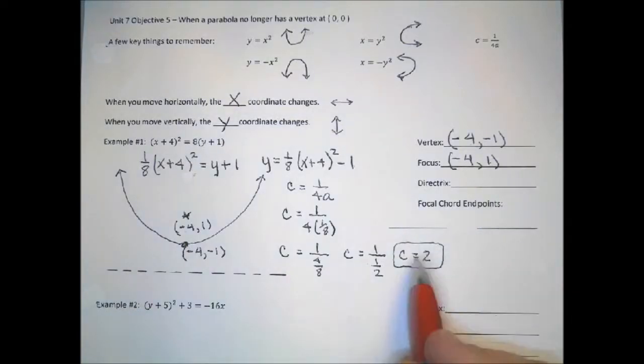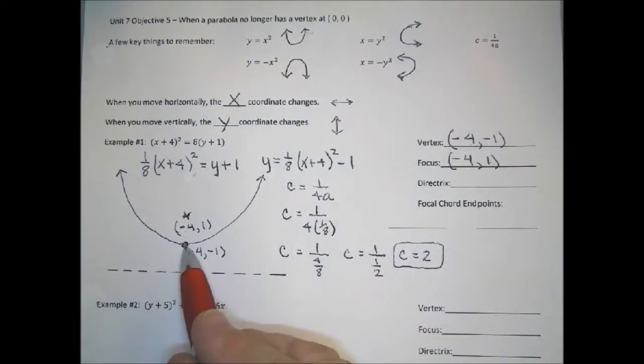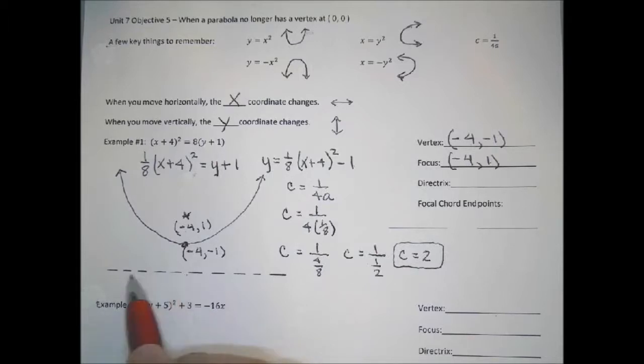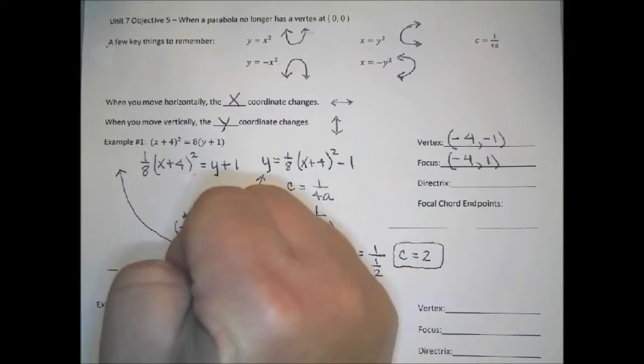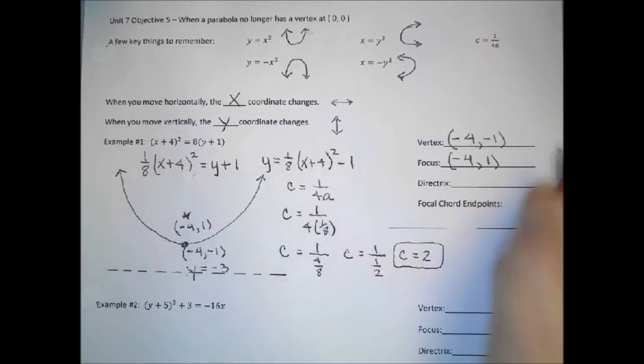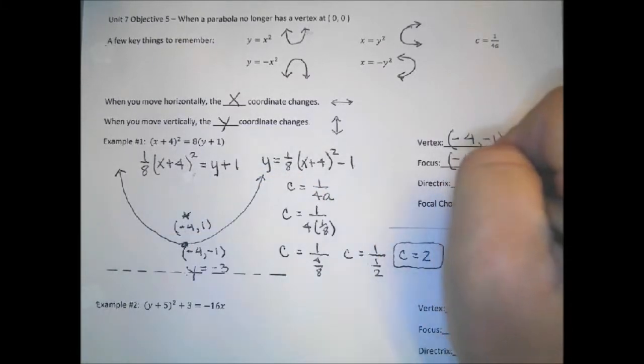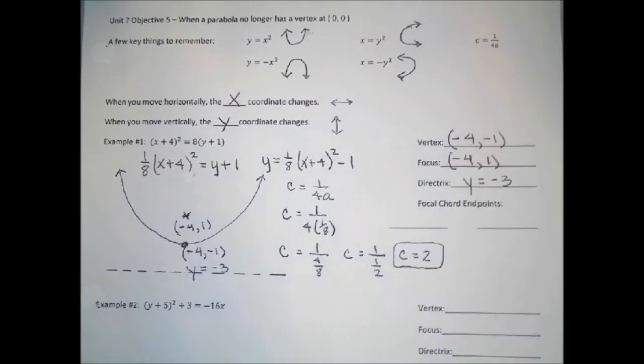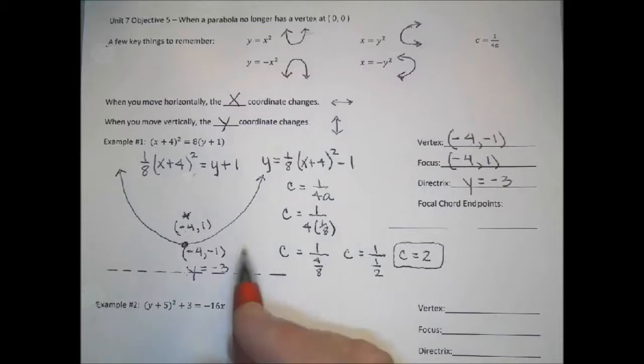Now, I move the exact same space backwards to get to the directrix. So if I'm at -4, -1, and I drop 2, that would be -4, -3, but the directrix is the entire line, not just a point. So y equals -3 is the directrix. Now, the last thing I have to do is find the focal chord endpoints.